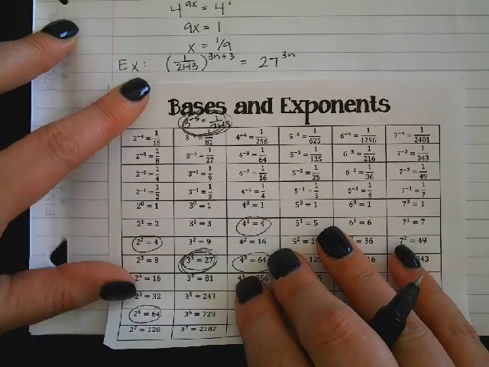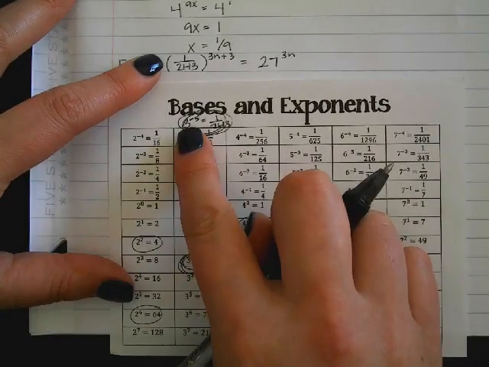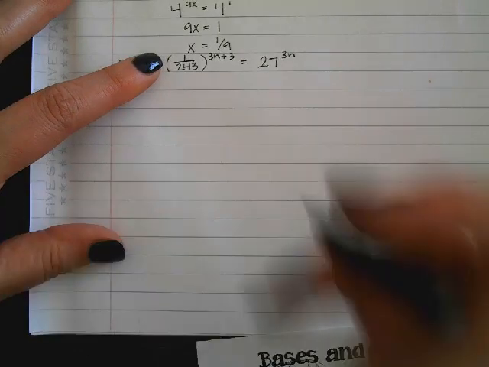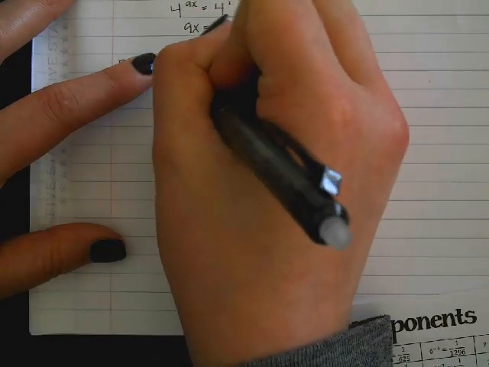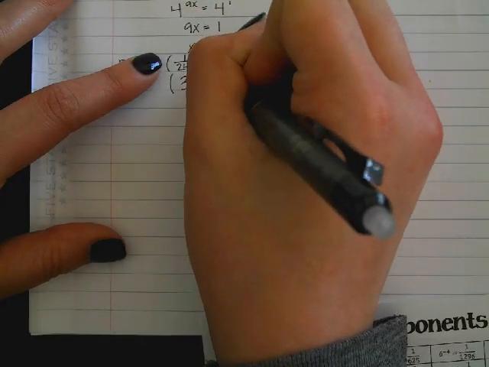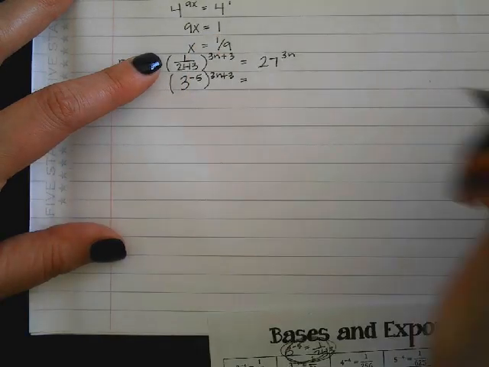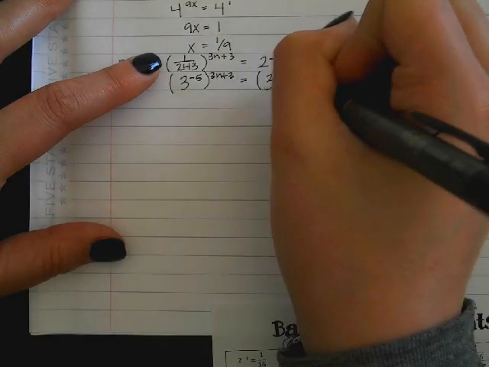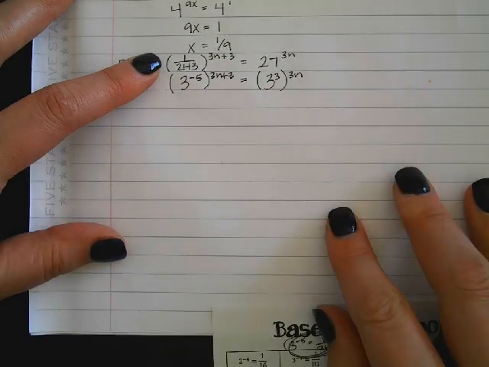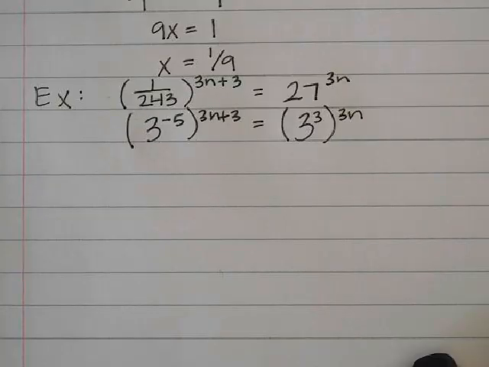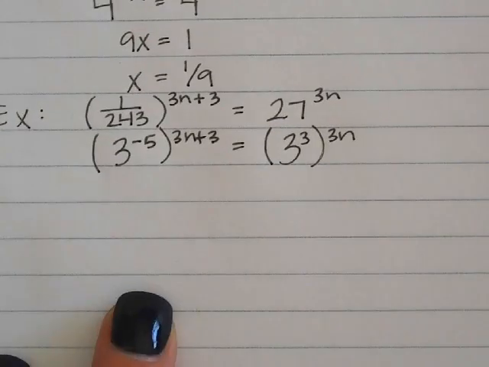And so that means that I'm going to take my parentheses and rewrite it with a base of 3. So this is going to be 3 to the negative fifth, and I'm going to keep the exponent up here. And then 27 I'm going to rewrite as 3 to the third, and I'm keeping the other exponent up there. And so now I just need to do my exponent rules.